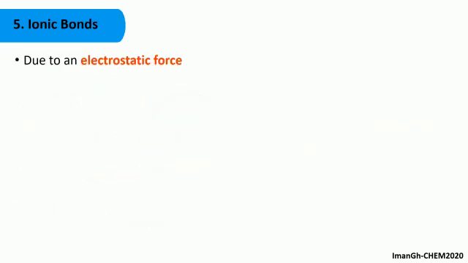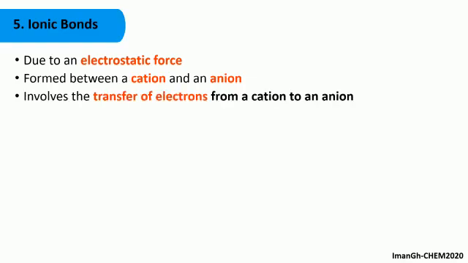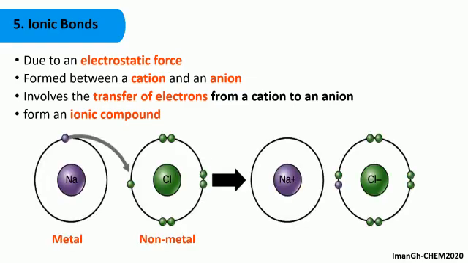This electrostatic force is called an ionic bond. It holds cations and anions. Keep in mind that electrons are transferred from the cation to the anion, which forms an ionic compound. An ionic compound is formed between metals found in column 1 or 2 and nonmetals. There are other types of bonds between atoms, but we'll keep that for next year.